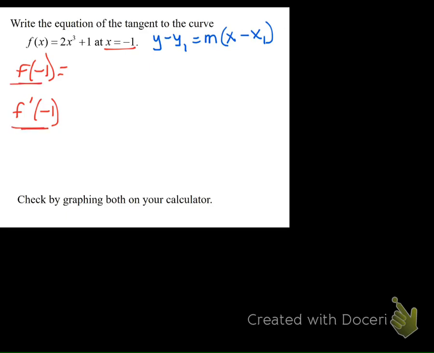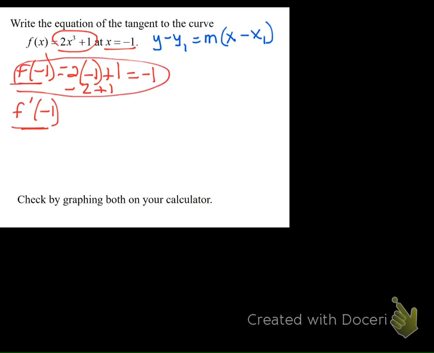So the point, f of negative 1: I just plug in negative 1 to the equation, and that's 2 times negative 1 plus 1. So that'll be negative 2 plus 1, which is negative 1. Okay, that's my point. So this notation translates to: when I have an x of negative 1, I have a y of negative 1. That's my point. But get used to the calculus notation.